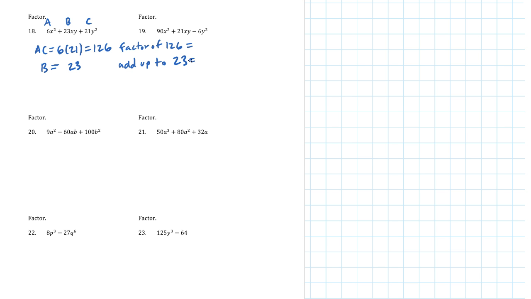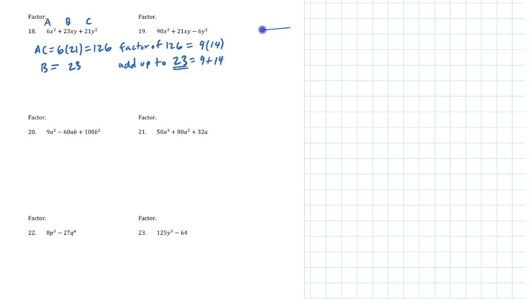126 divided by 9. Okay, so I got 9 and 14. Well, 9 times 14 gives me 126. 9 plus 14 gives me 23. So for really gigantic numbers, start with whatever AC is equal to, divided by 1, divided by 2, divided by 3, until you come up with the right combination to figure out what B is, this 23. So I got 9 and 14.